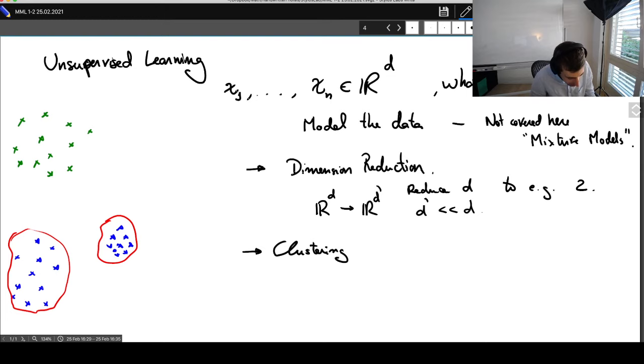So we'll cover these two forms of unsupervised learning. Clustering is a bit simpler, while dimension reduction is much richer mathematically. So we'll spend most of our time on this, and this will be what we'll do next week. So, mathematically rich.